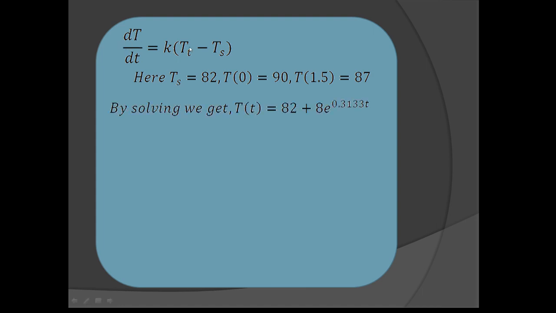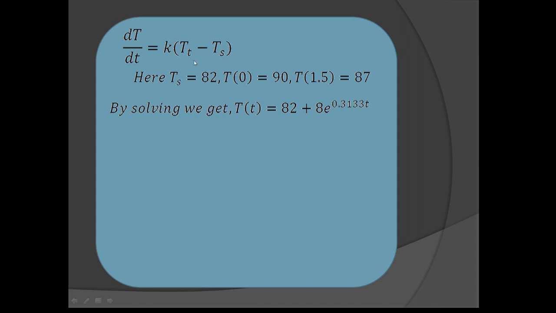Now we substitute the collected data in this differential equation. You are clearly observing the equation. It is clearly a first order linear differential equation. Here the dependent variable is capital T and the independent variable is small t. So observing this equation, let us form the differential equation, which means collecting the information. Here Ts is equal to 82, which means the surrounding temperature is 82, and T of 0 is equal to 90 and T of 1.5 is equal to 87. So clearly it is a simple ordinary differential equation. It can be solved by the variable separable method. I am not going to solve it; I leave it to you.